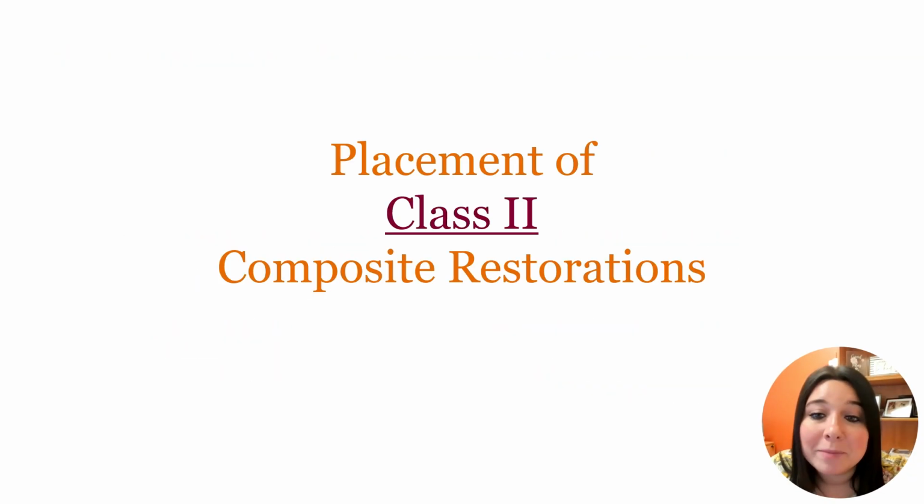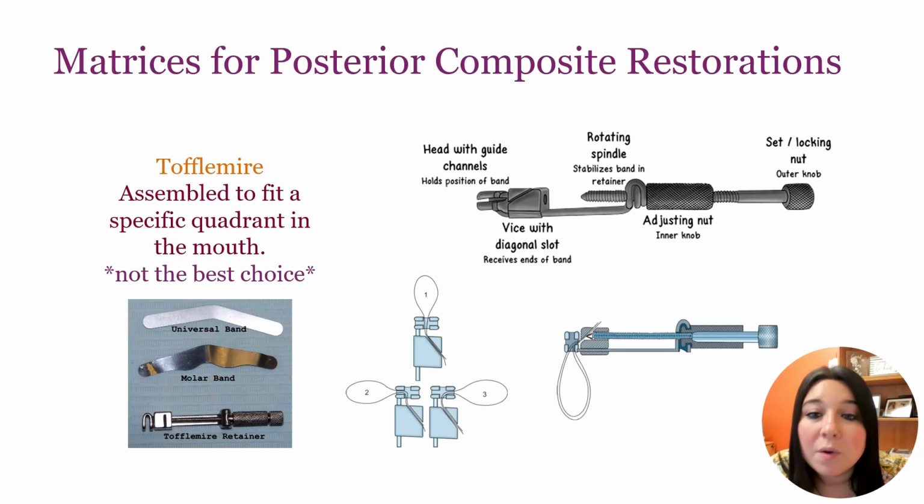Next, we'll talk about the placement of Class 2 composite restorations. So typical matrices for posterior composite restorations can include the Tofflemire. It's not my favorite. I usually recommend a Tofflemire for amalgam restorations only. I just don't like the way the contours turn out and the floss. It's not great. So I much prefer to use sectional matrices, but if you are a Tofflemire lover, feel free to use a Tofflemire as well.